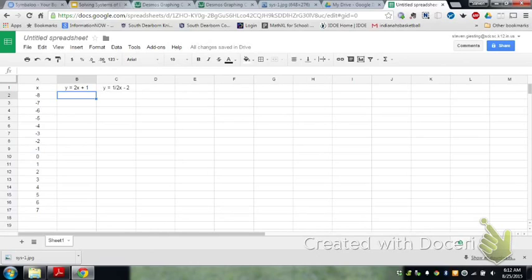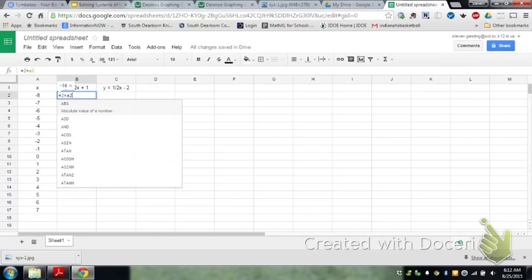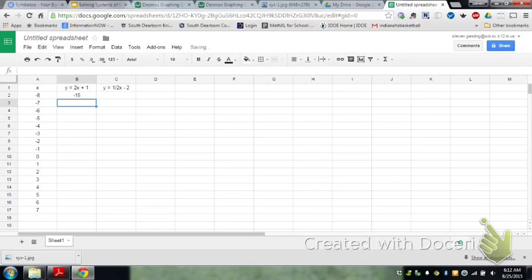Here in column B, I want to do 2x plus 1. So again, I'm going to put in the formula. I'm going to type equals 2 times, which is asterisk, and what do I want to multiply by? I want to multiply by the x value that's found in A2, and then add 1. Again, I'm going to go back to B2, highlight, and pull down, and now my Sheets has made me a table with all these values.